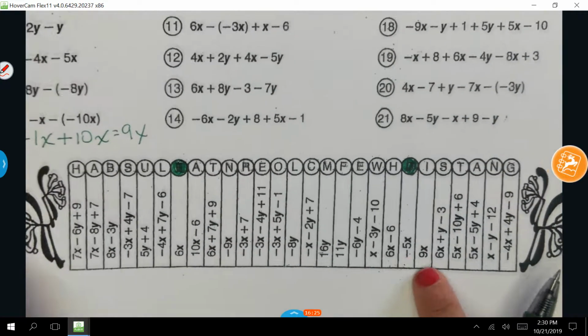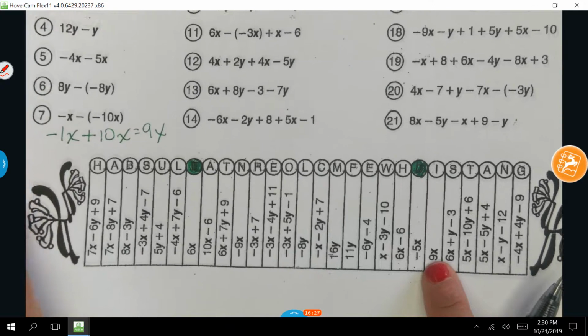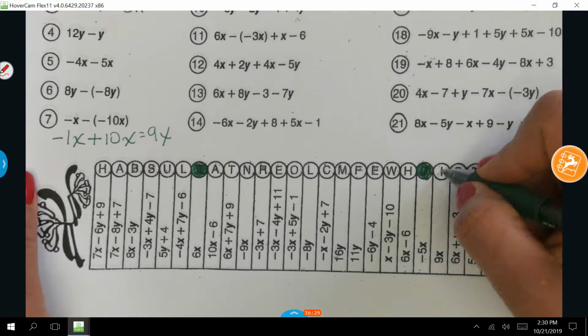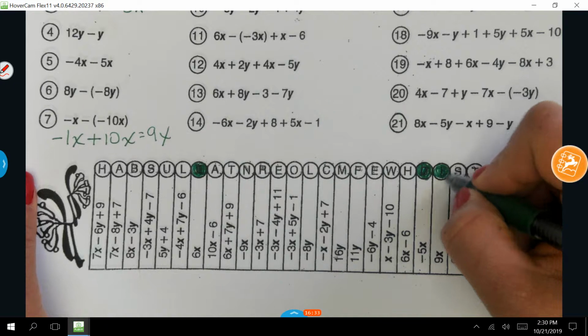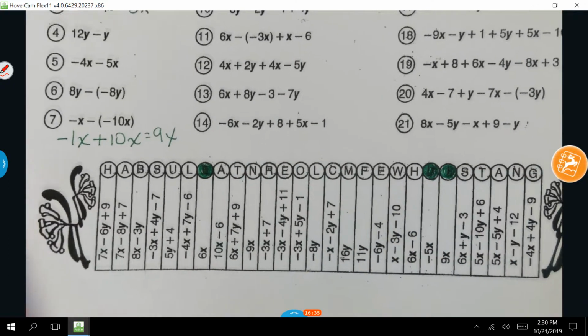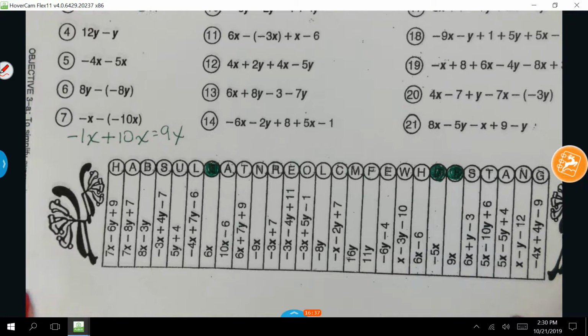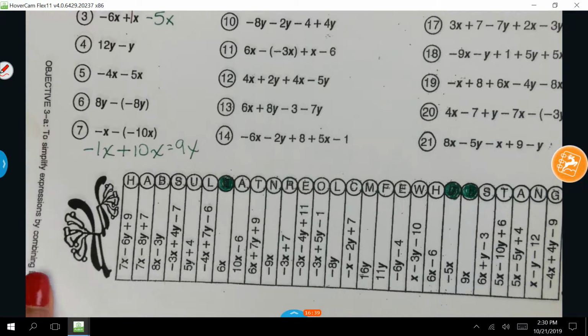So 9x is actually next to the negative 5x. Christian smart. I drank some smart water this morning. Maybe you can just finally see the board. Oh yeah, definitely. All right.